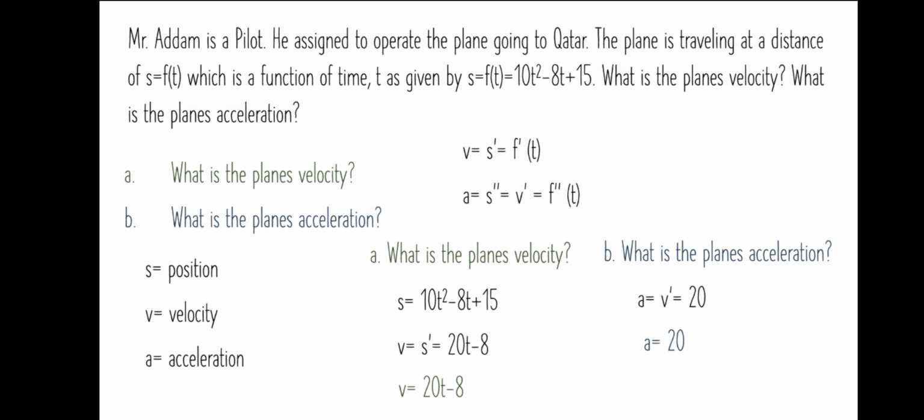For the part B question, we need to find the acceleration. Instead of taking the first derivative again, since we've already found the first derivative, we can just take the derivative of velocity to get our acceleration. So if we take the derivative of velocity, we're going to get our acceleration. The derivative of velocity is just 20. So here, the answer to part B is 20. This is how we solve a physics application question involving position, velocity, and acceleration.